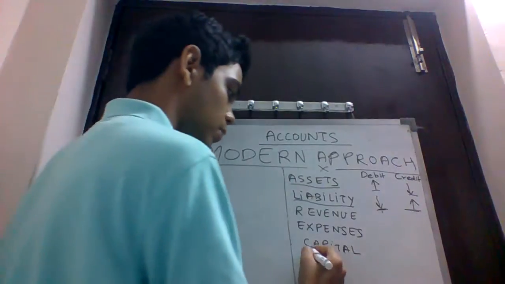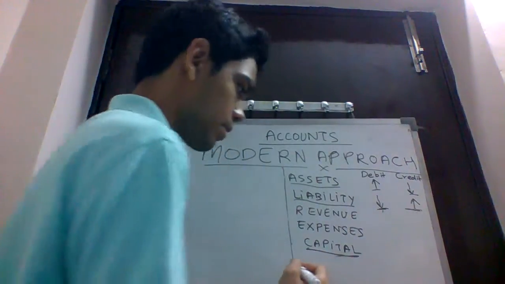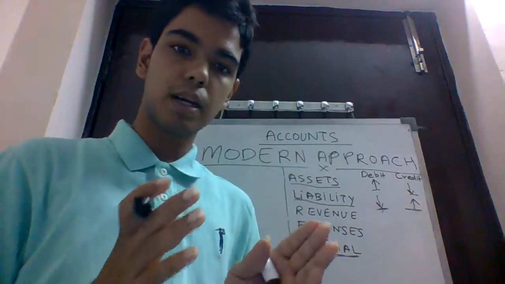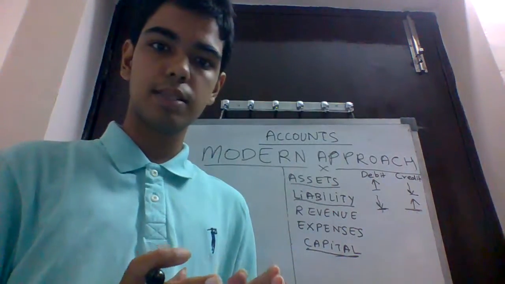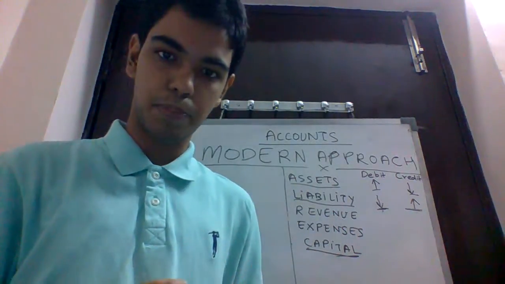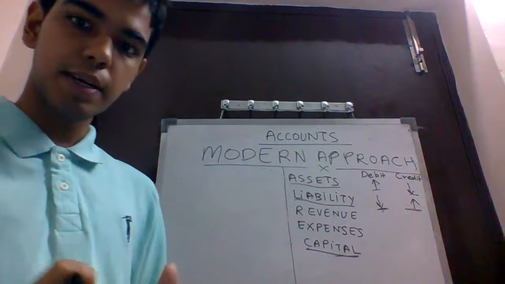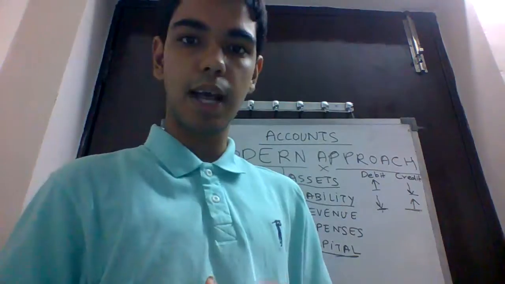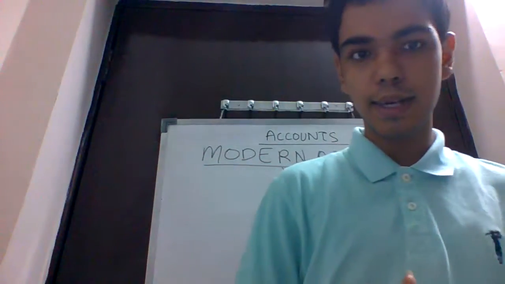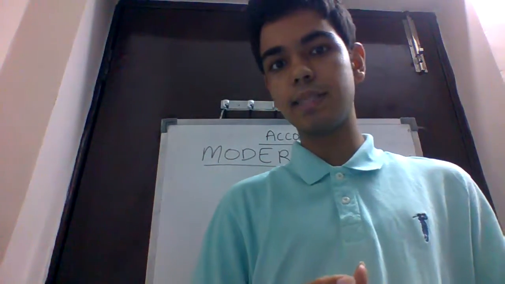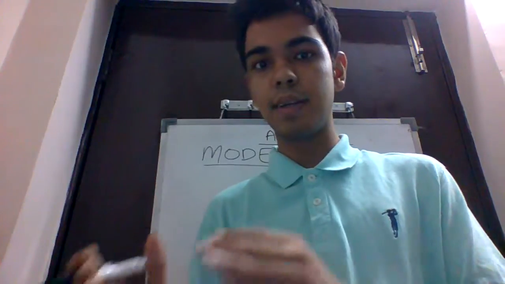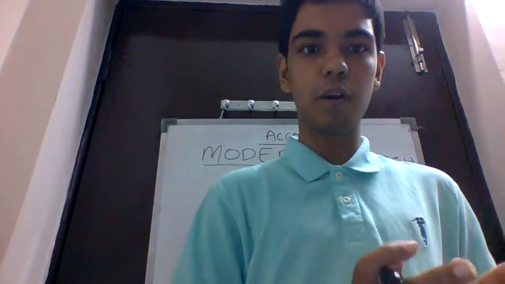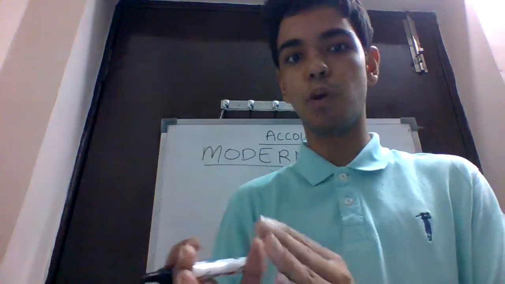Now about capital account. Capital account involves a basic accounting principle known as the business entity concept. According to the business entity concept, business and the owner of the business are considered as separate entities. That is, owners are considered as the creators of the business, and the transactions are recorded not from the owner's point of view but from the business point of view.